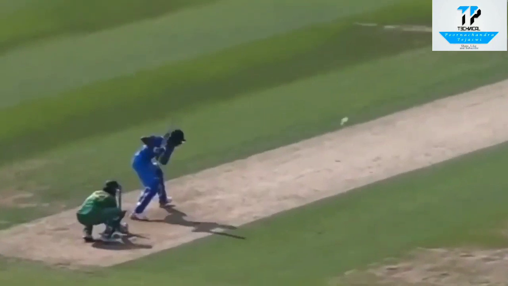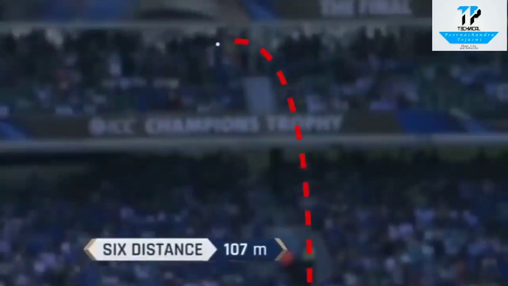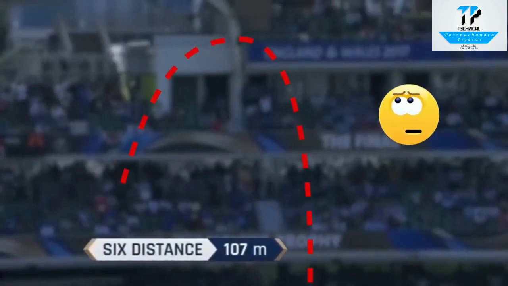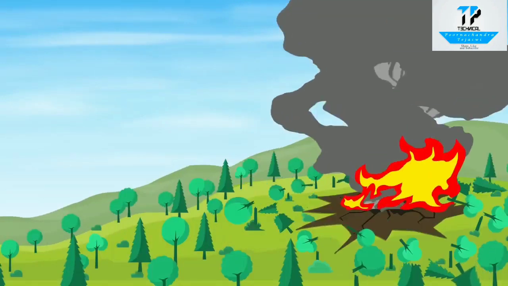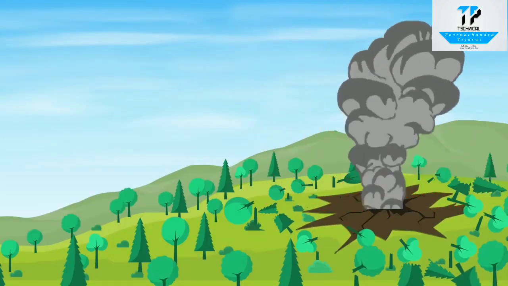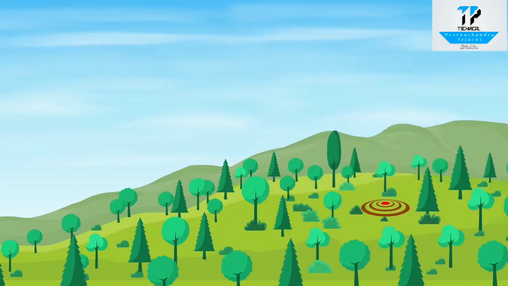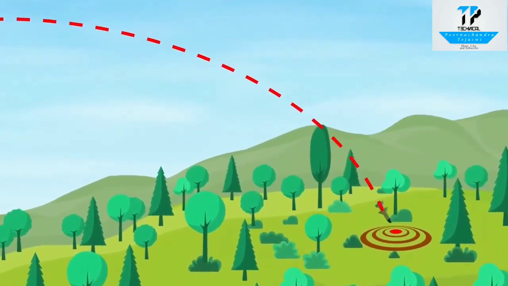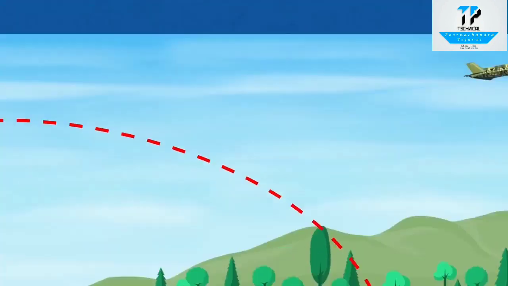But how was the distance of the six calculated? What do you think? Was it simply a guess? Let's look at another example. When a jet shoots down targets that are very far away, how does it locate the targets with such precision? Again, is it just good guessing?